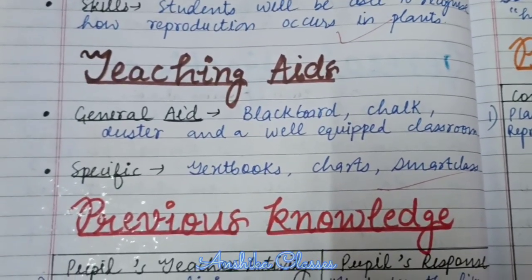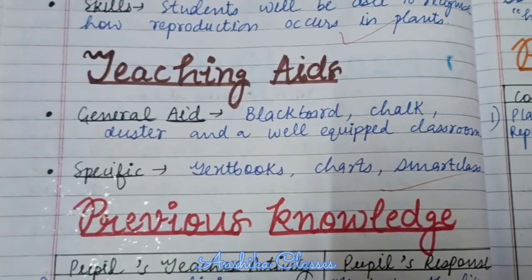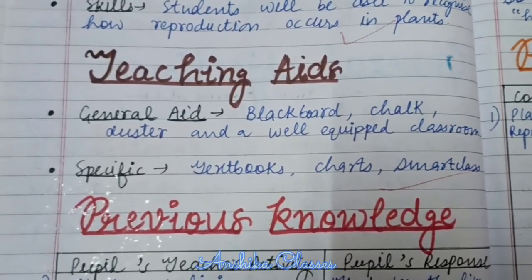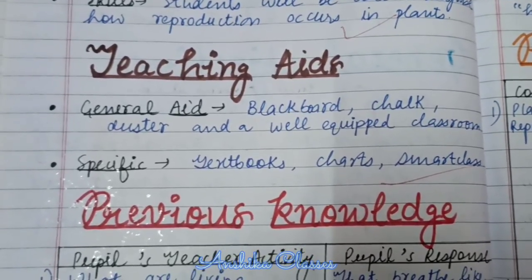Teaching aids. General teaching aids are blackboard, chalk, duster, a well-equipped classroom. Specific: textbooks, charts, smart class.